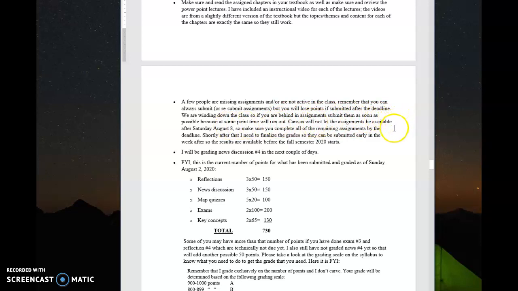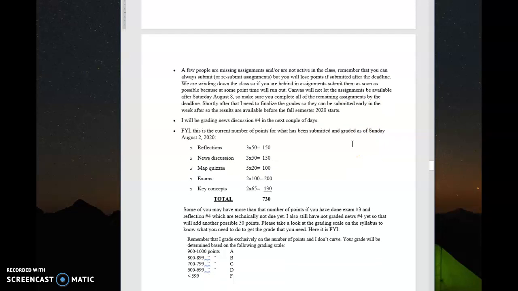Canvas will not let the assignment be available after Saturday, August 8th. So make sure you complete all the remaining assignments by the deadline. Shortly after that, I need to finalize the grades so they can be submitted early in the week after the results are available before fall semester starts.